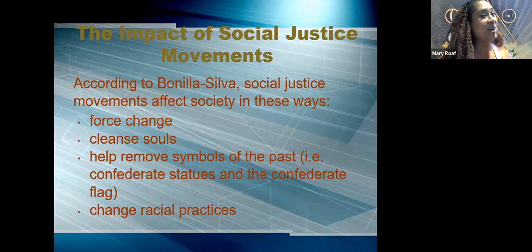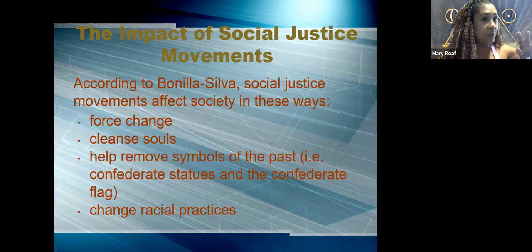Now, in 2023, there are new waves of colonialism happening, for example, throughout the continent of Africa, primarily being spearheaded by China and India. So it's not Europe anymore. And so, according to Eduardo Bonilla Silva, social justice movements affect society in the following ways. These movements force change. They cleanse souls.